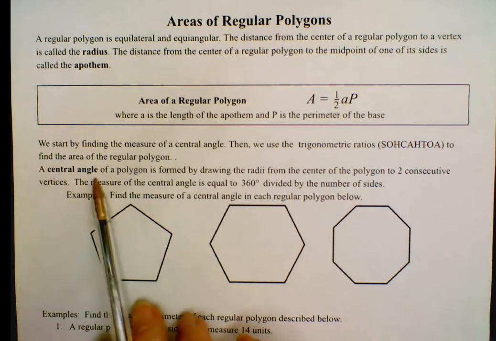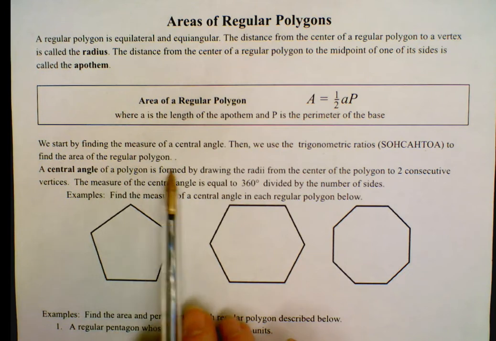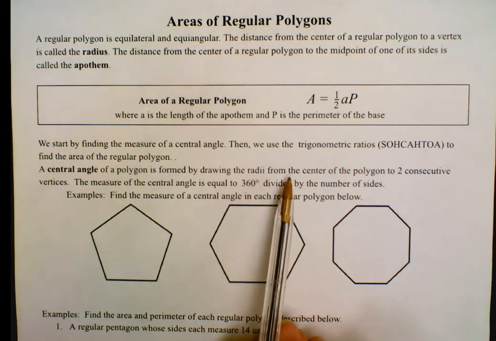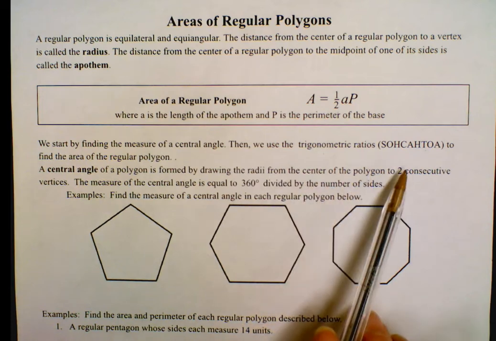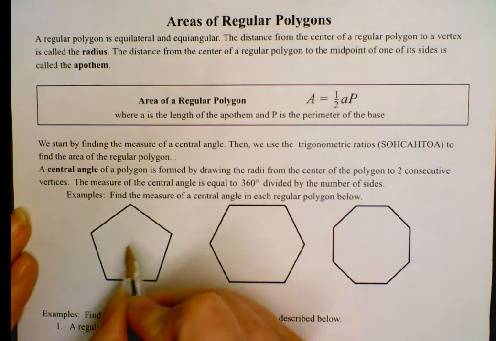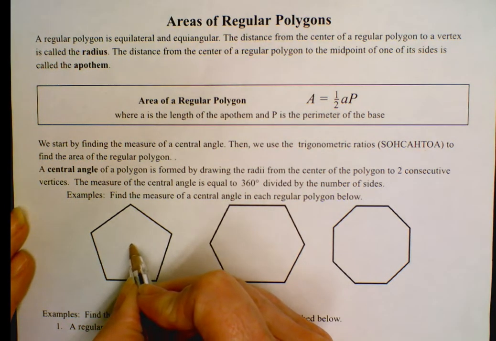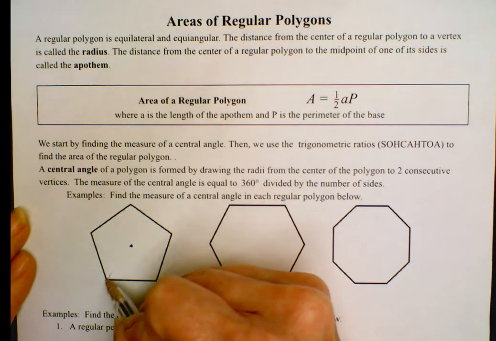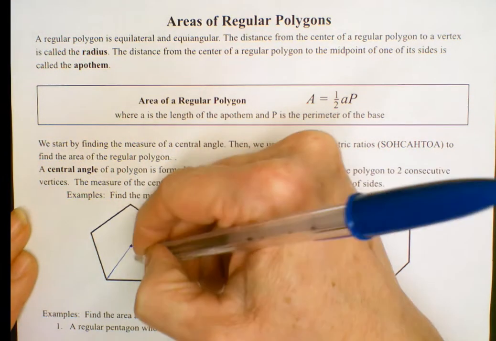So here's our general definition. A central angle of a polygon is formed by drawing the radii, plural of radius, from the center of the polygon to two consecutive vertices. The measure of the central angle is equal to 360 degrees divided by the number of sides. So in this case, let's approximate where our center is here.